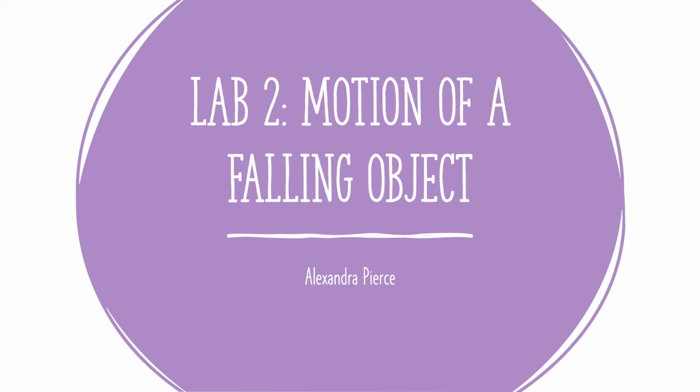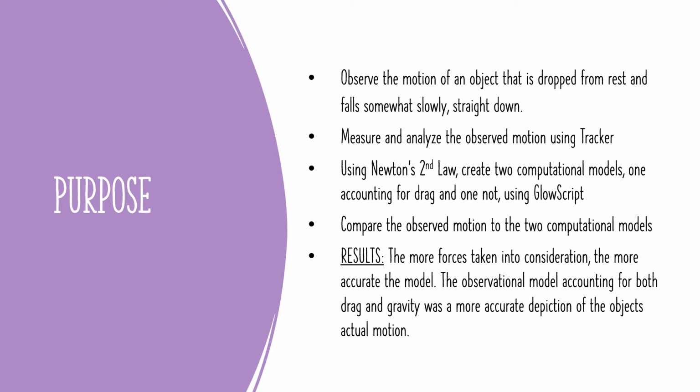I'm in Physics 2211 at Georgia Tech, and this is Lab 2 titled Motion of a Falling Object. The purpose of this lab is to observe the motion of an object that is dropped from rest and falls somewhat slowly, straight down. I measure and analyze the observed motion using Tracker. I then use Newton's second law to create two computational models, one accounting for drag and one not. I compared the observed motion to the two computational models.